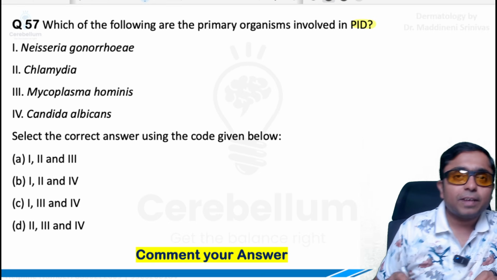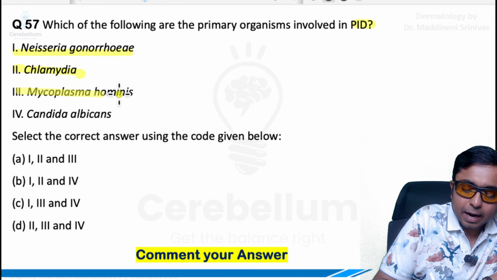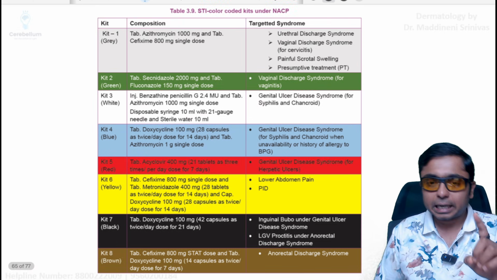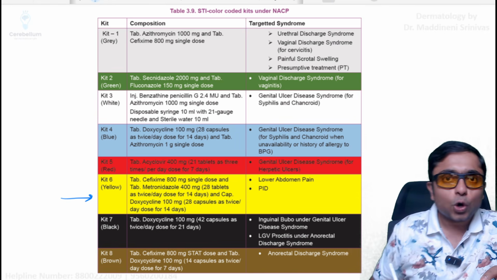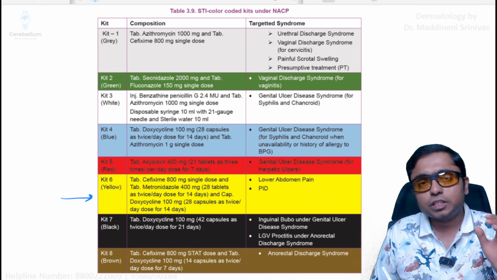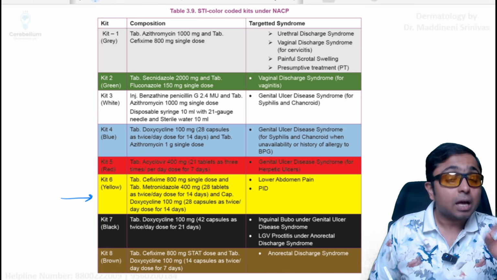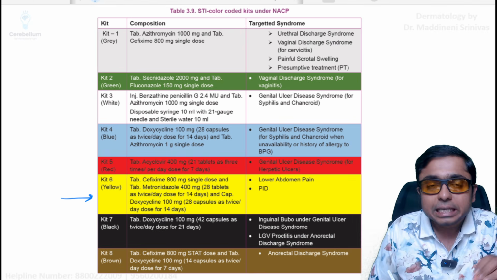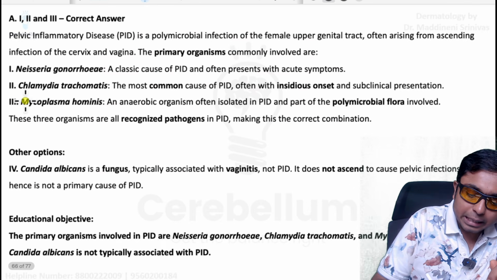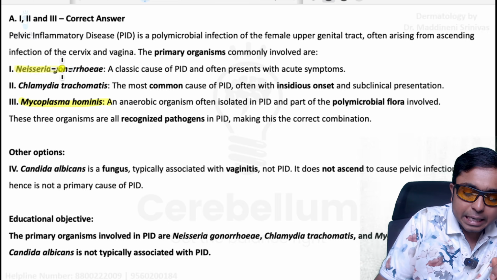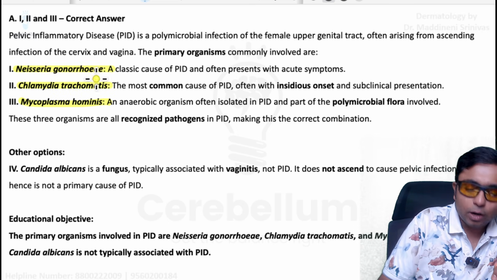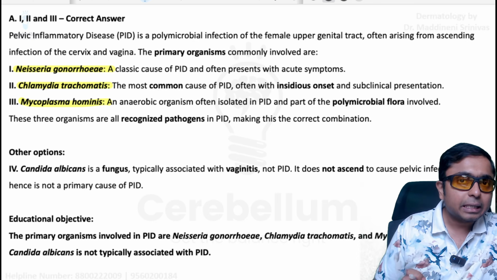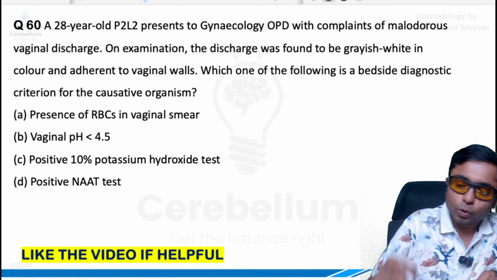So the next question is pelvic inflammatory disease. Remember, Neisseria gonorrhoeae, Chlamydia, and also Mycoplasma hominis are going to be the primary organisms in pelvic inflammatory disease, and that is the reason why in yellow kit number 6, we have 3 medications which target these 3 organisms. If you remember, what are those 3 medications? Metronidazole, cefixime, and doxycycline. Metronidazole is going to cover the anaerobic organisms, cefixime targets Neisseria gonorrhoeae, and Chlamydia trachomatis is targeted by doxycycline. So these are the important organisms and the medications. I hope you remember this.